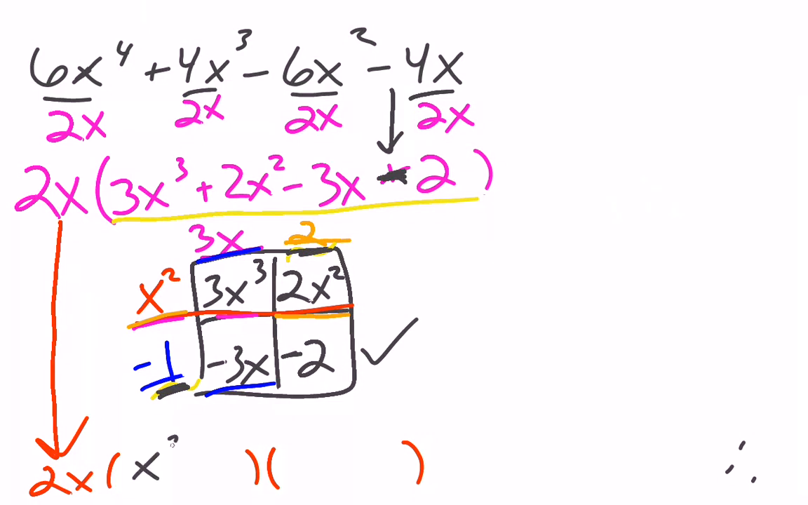So x squared minus 1 times 3x plus 2. Now, someone out there is probably thinking, can't we keep factoring x squared minus 1? Yes, but we haven't talked about how to do that this year, so we are good with that final answer for right now.